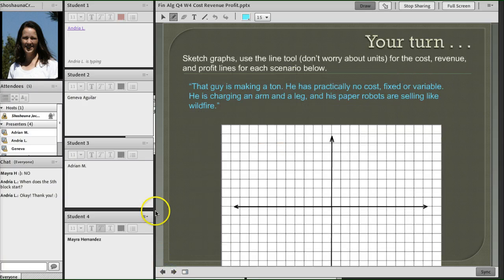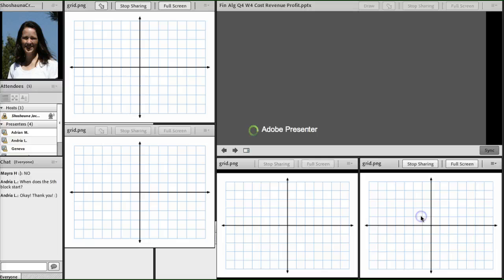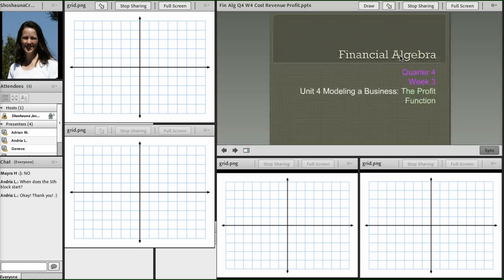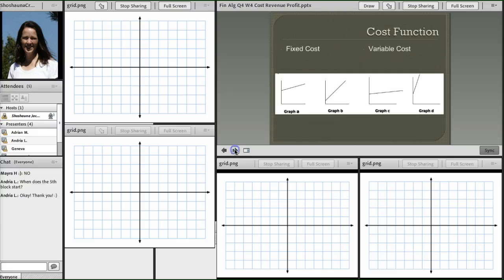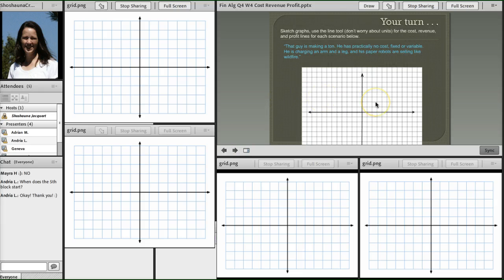One more question though. I want to see what you guys come up with, and I'm going to go somewhere else. So everybody take a grid and see if you can come up with, okay, so this was our cost function. This was our model function, remember, with the 3 lines on it. So I want you to come up with your own 3 lines. Can you see that? Can you read the blue thing? So I want you to come up with a cost line, a revenue line, a profit line, and then it says, oh my goodness, that guy's making a ton.